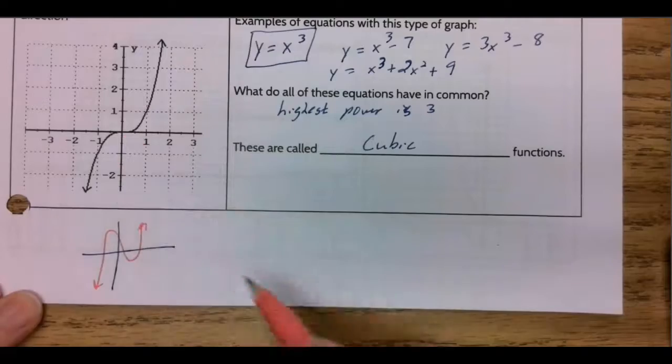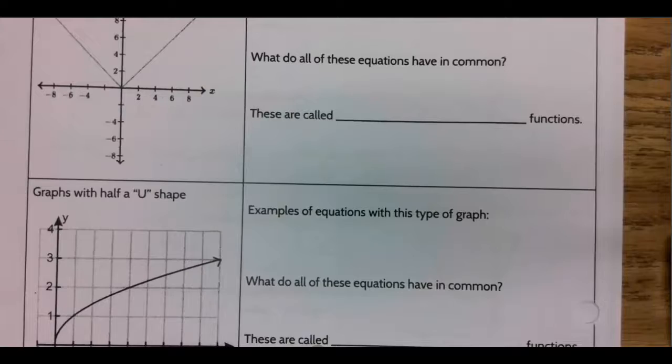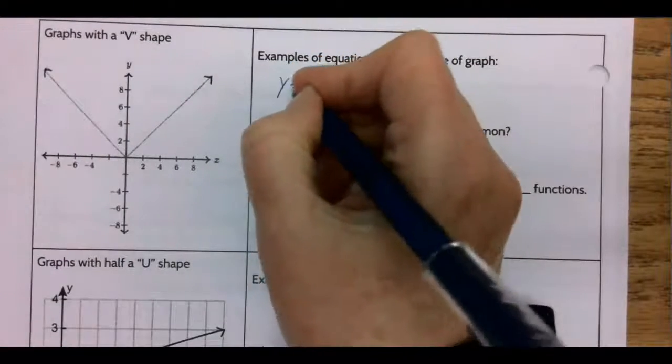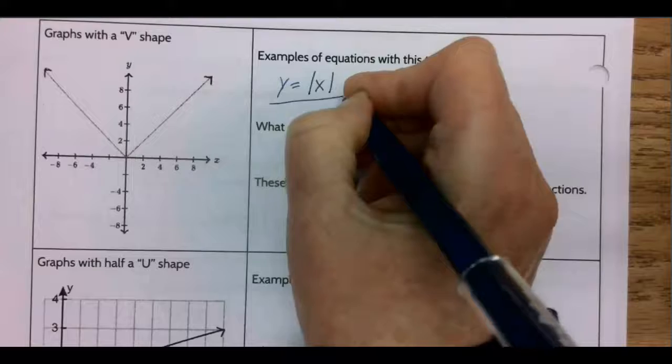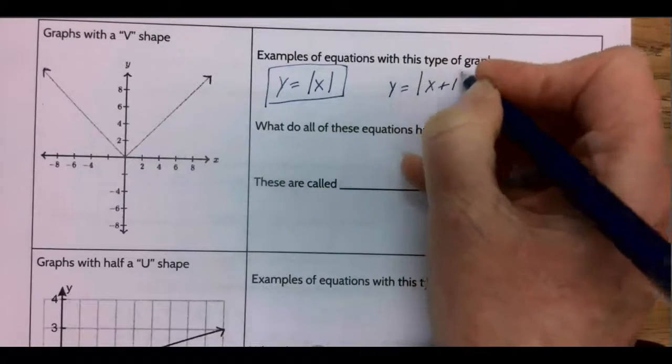This is a cubic. Okay? Good. Again, pause whenever you need to. You have that power. This is a graph that is a V shape. Examples of these: y is equal to the absolute value of x, the parent function, y equals the absolute value of x plus 1.